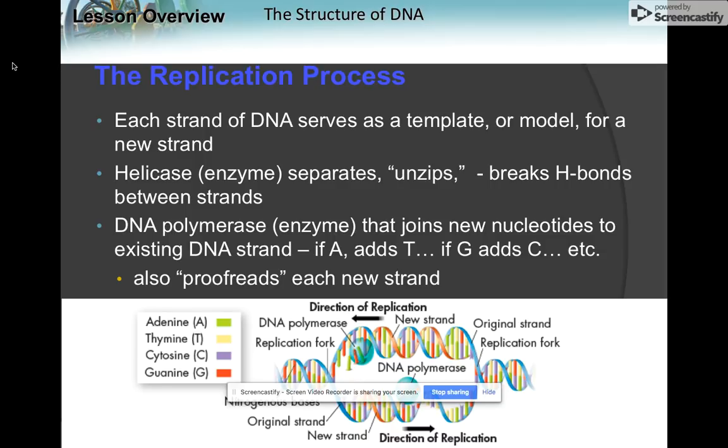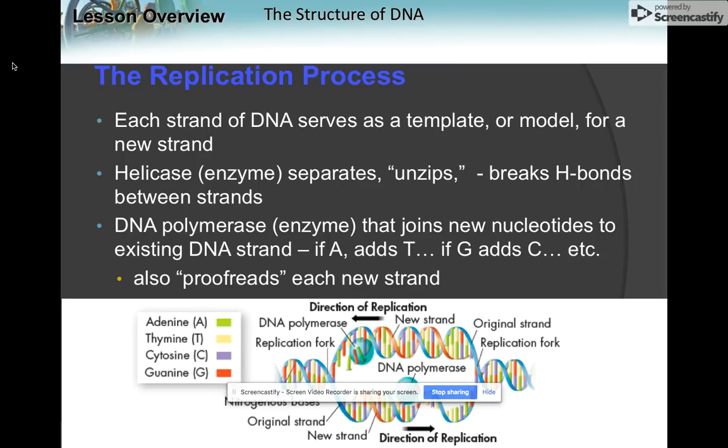Then DNA polymerase, which is also an enzyme, is going to come through and lay down the new nitrogen bases. And it also does this cool thing where it can proofread the DNA strands. Of course, problems still happen, but it tries to prevent those problems and those mutations from happening. So again, in order, the helicase comes through and unzips the DNA strands, and then DNA polymerase comes through and lays down new nitrogen bases.